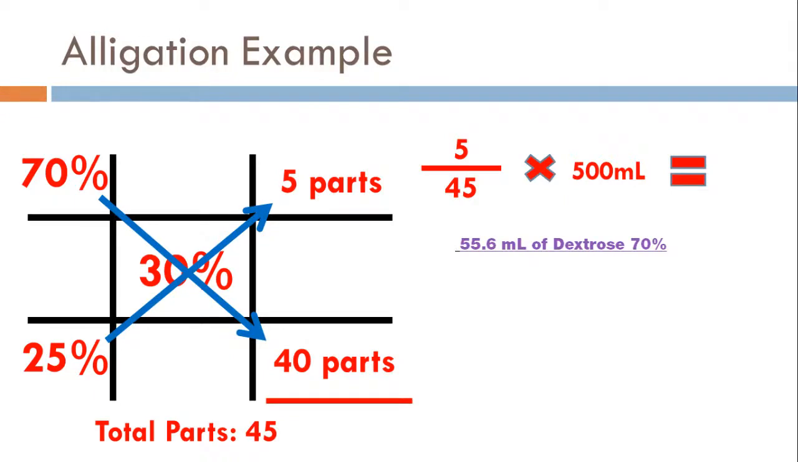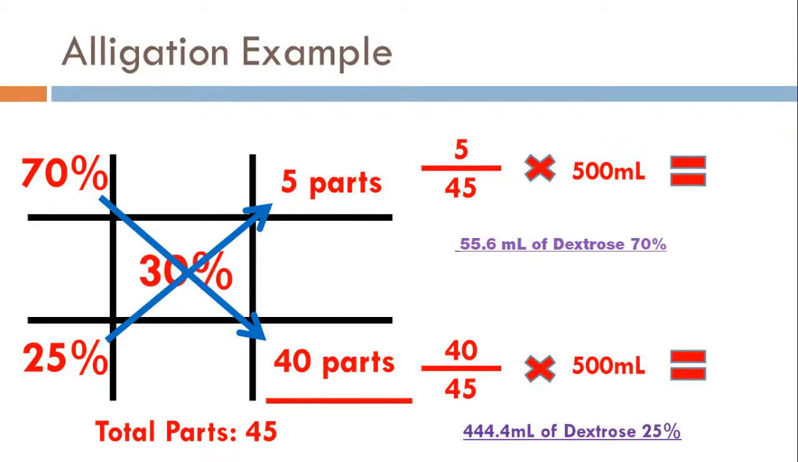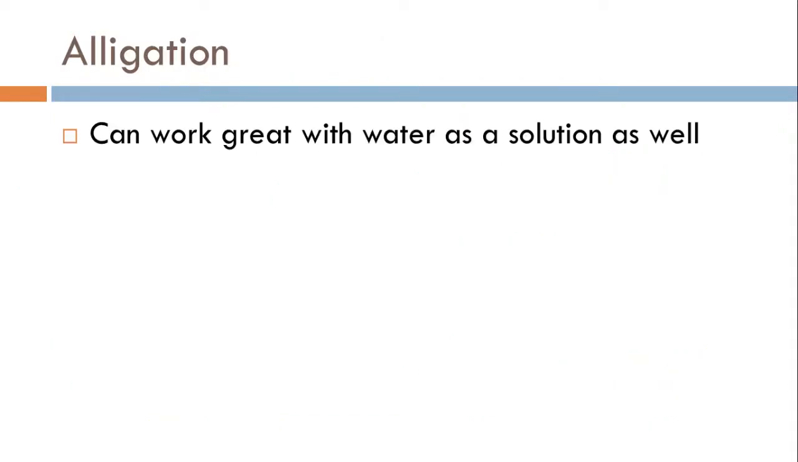Again, just go straight across on our tic-tac-toe board. The next one is 40 parts over 45 total parts. We'll multiply that again times the ordered amount of 500 total mils. That will get us a total of 444.4 mils of dextrose, 25%. When we mix those together, what percentage will we have? Ta-da! We will get 30% mixture together.